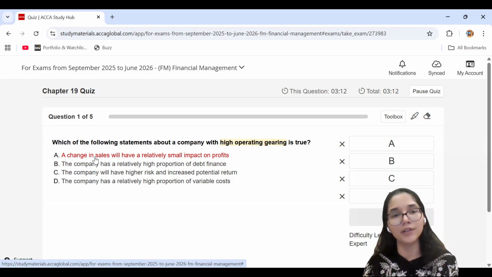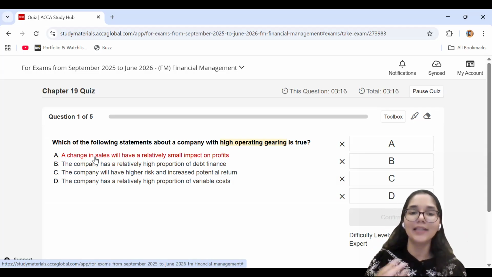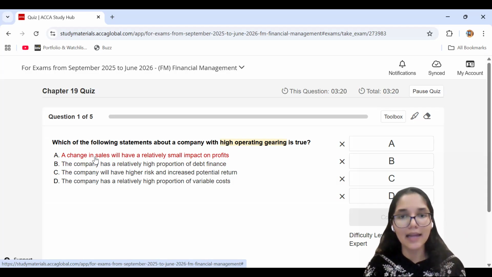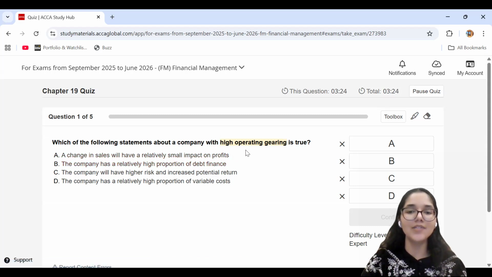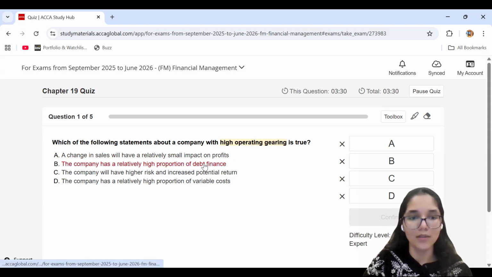Good thing, it will be further better. If a bad thing happens, if the sales drop, it will be a further bad thing on my profits. So the first statement has to be eliminated. The second statement talks about the proportion of debt finance. We are not talking about financial gearing. The question is about operating gearing. So we eliminate statement B also.